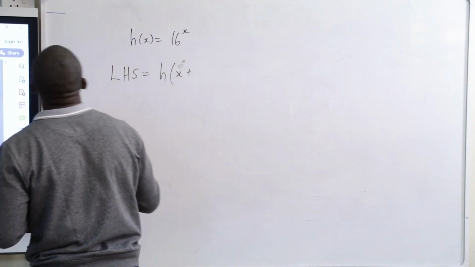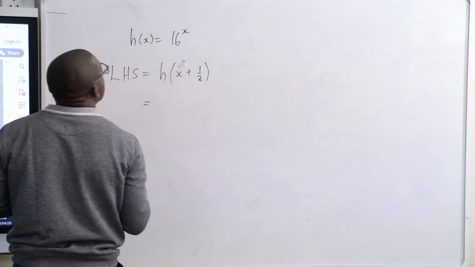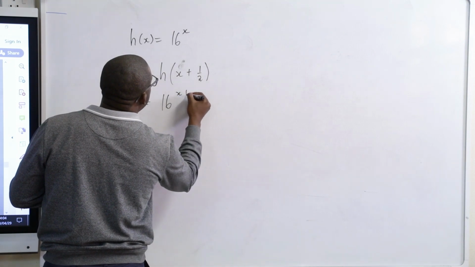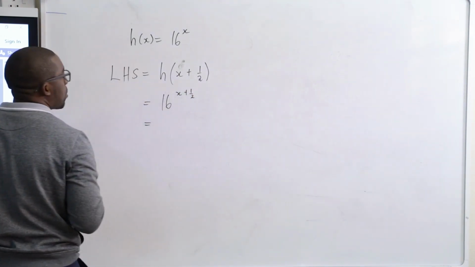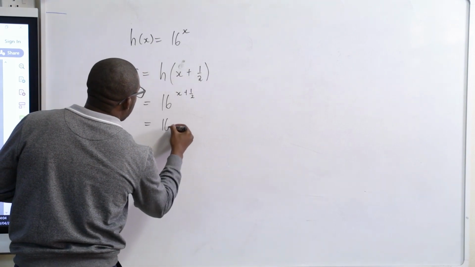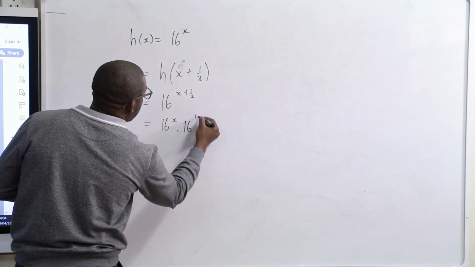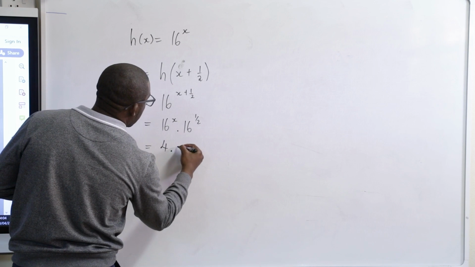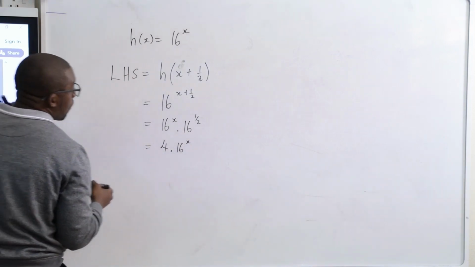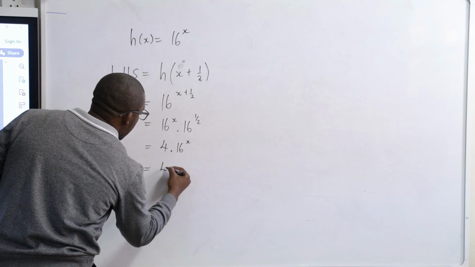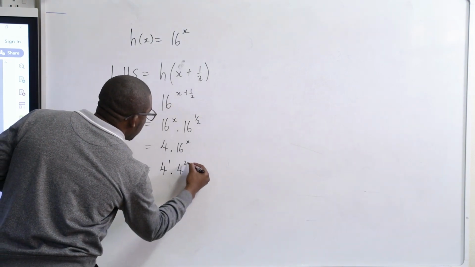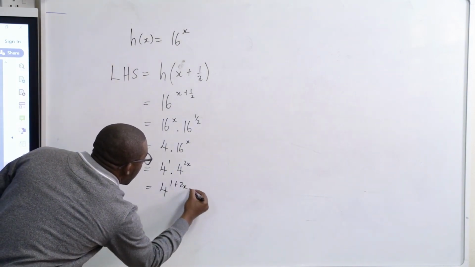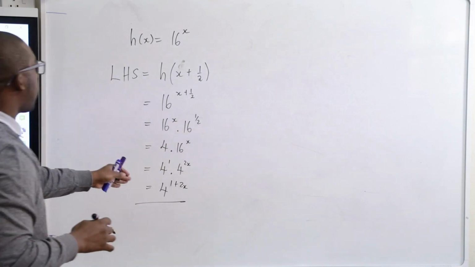x plus half. This is equal to 16 to the exponent x plus half. Using laws of exponents, this is equal to 16 to the x dot 16 to the half. 16 to the half is 4, dot 16 to the x. If you want, you can take it a step further and say 4 to the 1 dot 4 to the 2x. Final answer, 4 to the 1 plus 2x using laws of exponents. That is the left hand side.